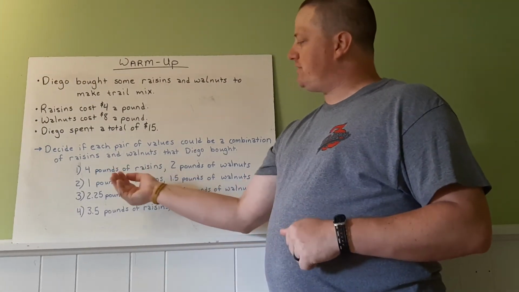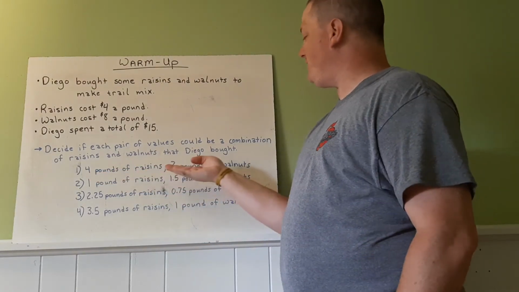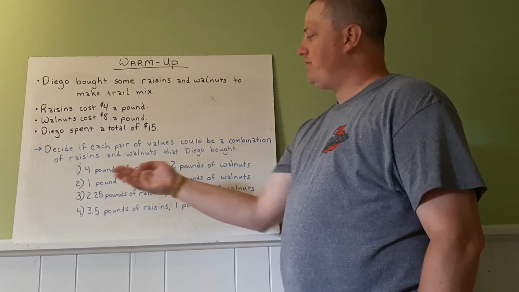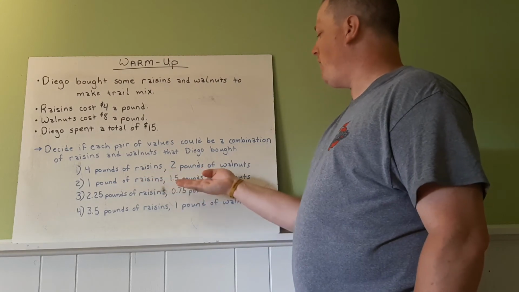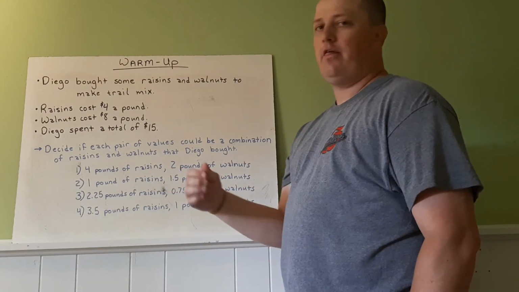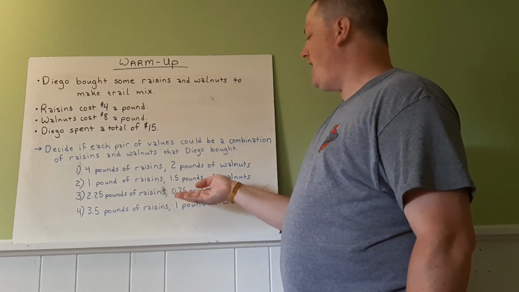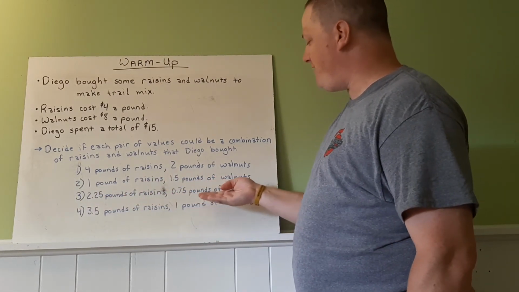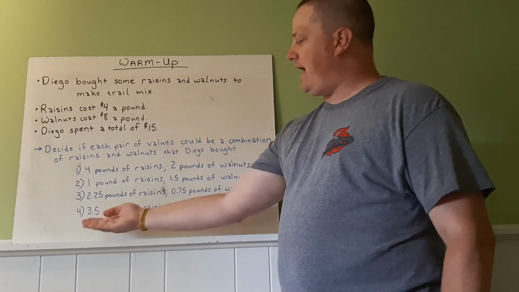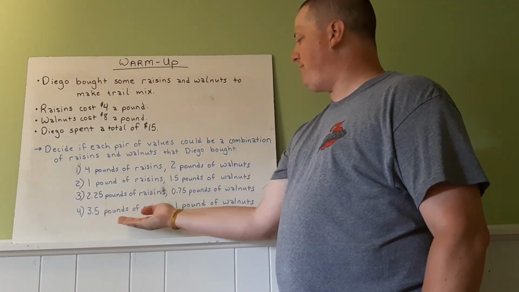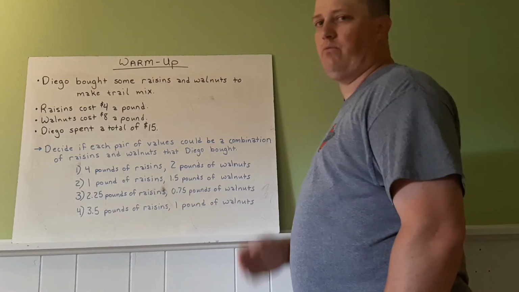So our first situation is 4 pounds of raisins and 2 pounds of walnuts. Second is 1 pound of raisins, 1.5 pounds of walnuts. Third situation is 2.25 pounds of raisins and 0.75 pounds of walnuts. And our last one is 3.5 pounds of raisins, 1 pound of walnuts.